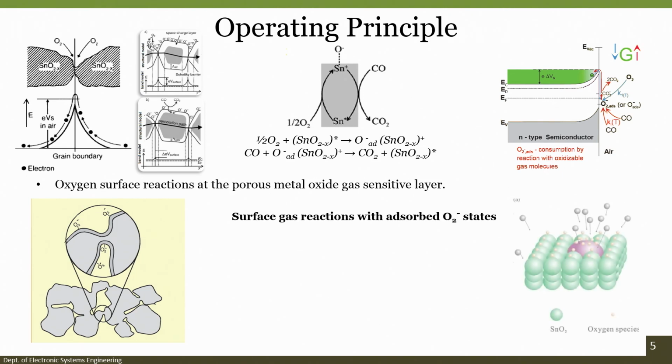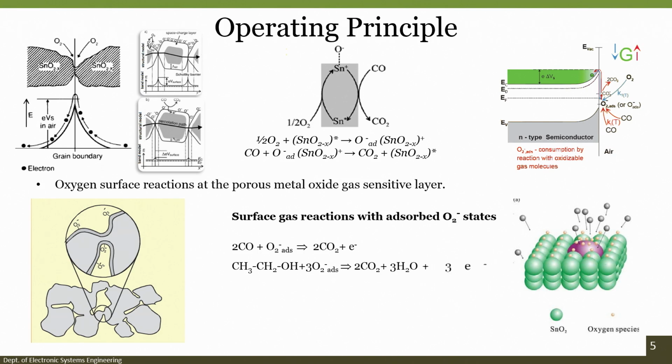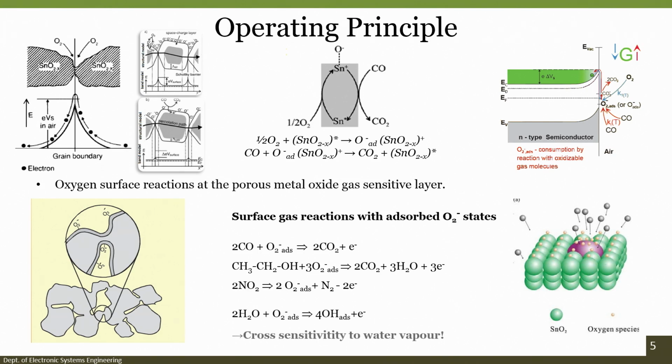So, oxygen surface reaction: the porous metal oxide sensitive layer has a surface gas reaction with adsorbed O2 minus states, and the reaction occurs as 2CO plus O2 minus gives 2CO2 plus electron. Again you can see that we have CH3CH2OH plus 3O2. So, CH3CH2OH is nothing but your ethanol, and if you have that, then again an electron is released. With NO2 an electron is released, and with H2O, again an electron is released.